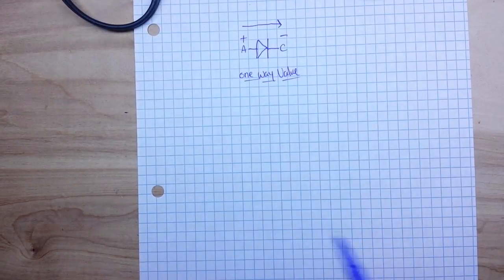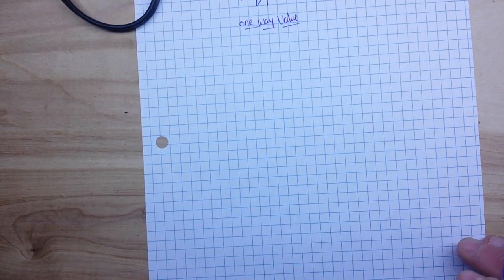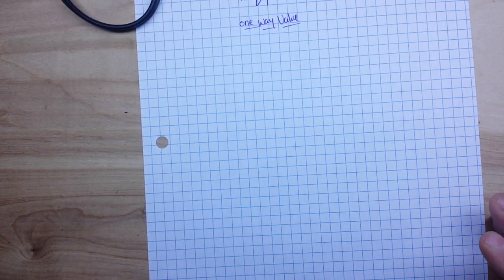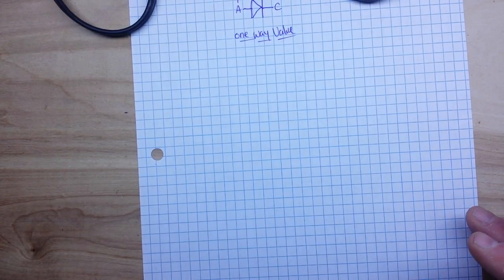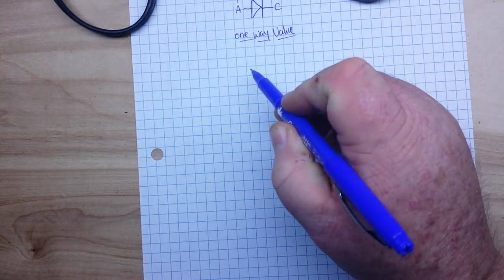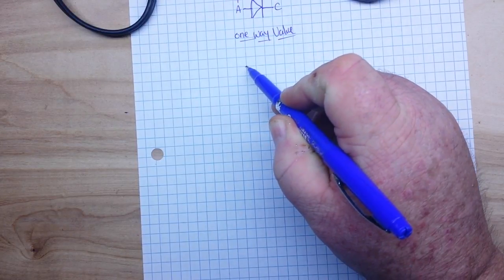And we can take advantage of that to change AC voltage to DC voltage, and also to create a voltage doubler, or a voltage tripler, or a voltage quadrupler, or let's just call it a voltage multiplier, to boost our voltage up. So what I'm going to show you here are two very simple voltage doublers using diodes.